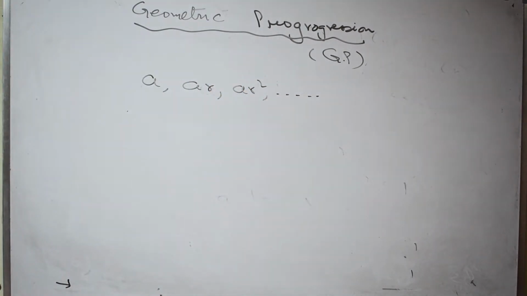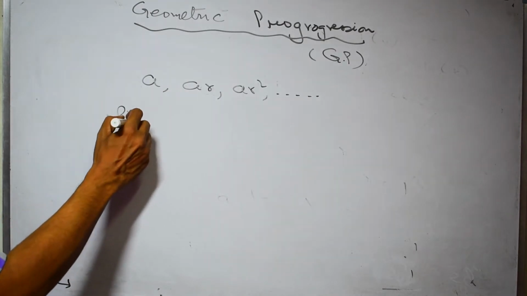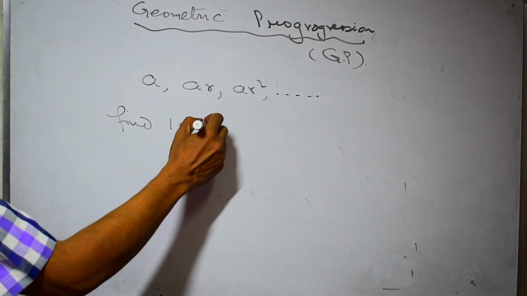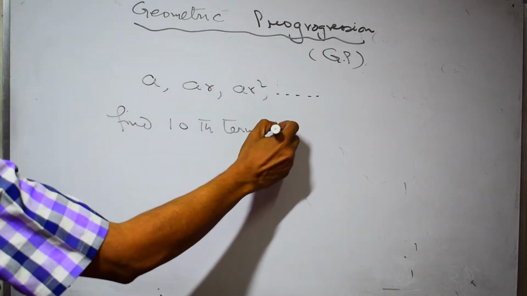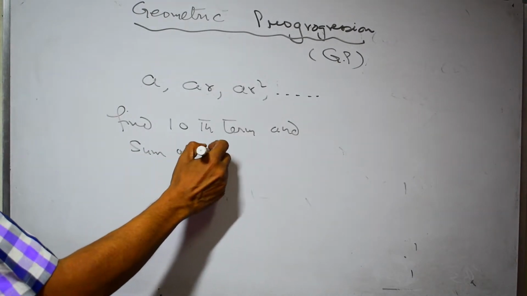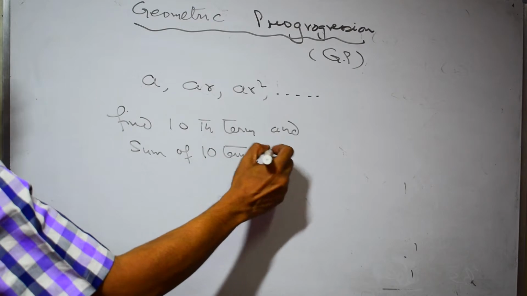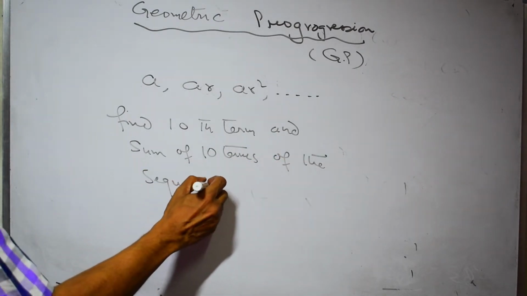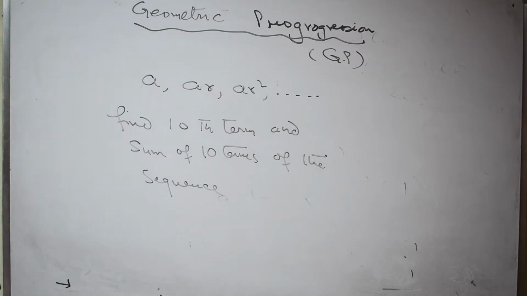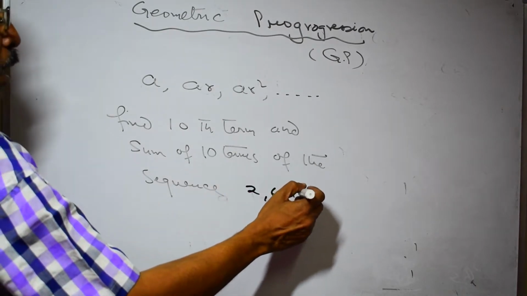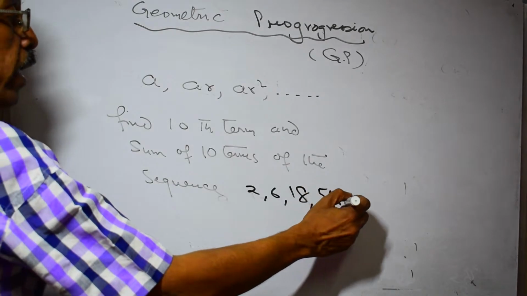Now we have an example: find the 10th term and sum of 10 terms. Both I am asking. Sum of 10 terms of the sequence. I am not identifying the sequence. I am just saying that the sequence is like 2, then 6, then 18, then 54, and this way.